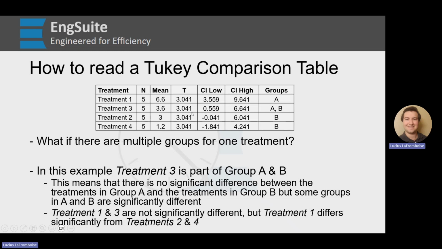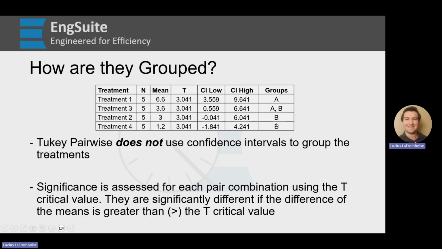So this is actually almost the same data. We just changed one number, and because we have so few samples, which is not appropriate, this is just a learning experience, we were able to move our treatment 3 mean up slightly enough so that it's now part of both groups. So that is how the grouping works. If they share a letter, they're not significantly different. If they don't, they are. Okay, but how does the grouping work?